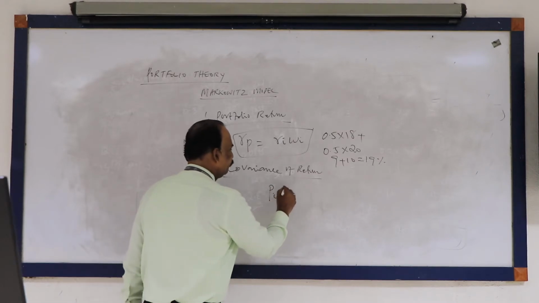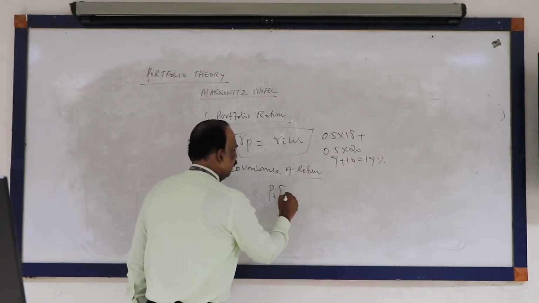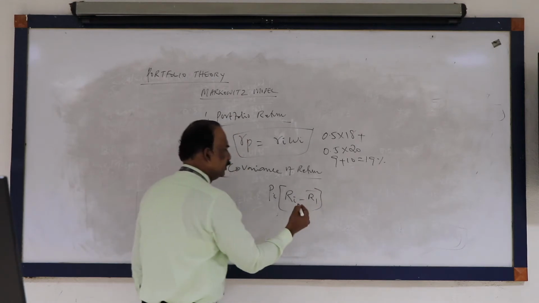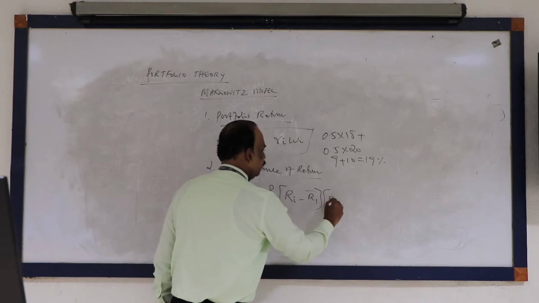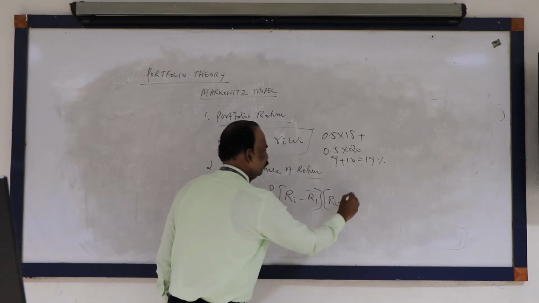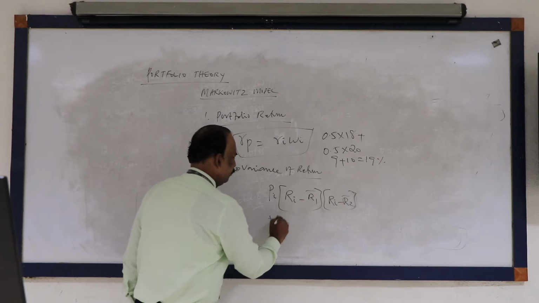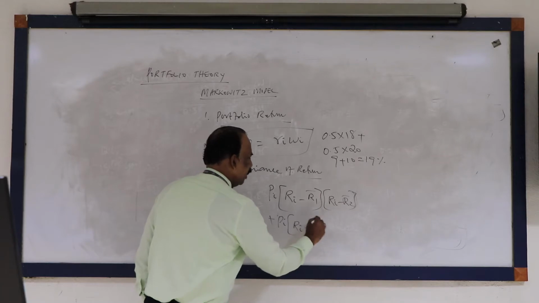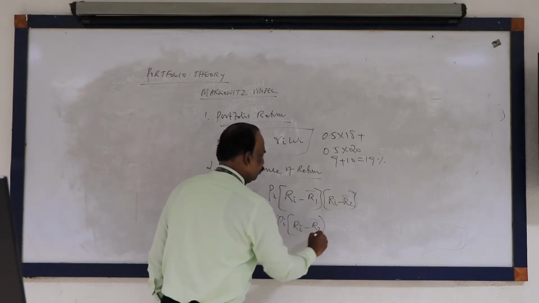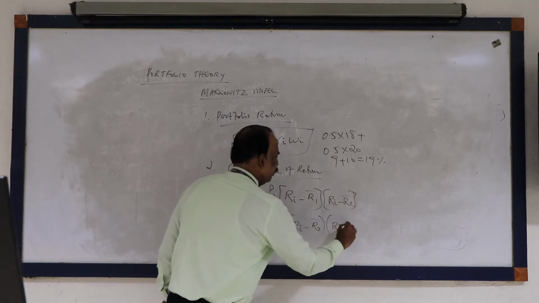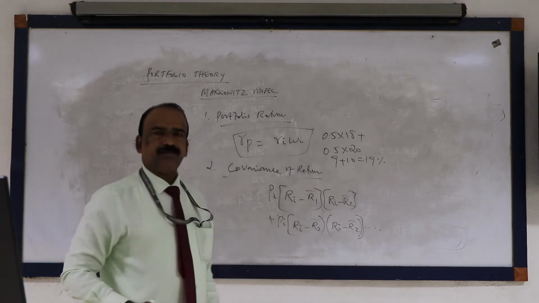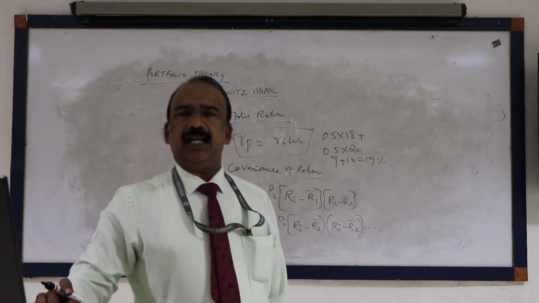So PI into RI minus R bar 1. There will be two returns, two stocks, that is plus PI into RI minus R bar 2, the second situation. Like this we have to calculate for a different situation. When we do the case, we will have a great understanding.